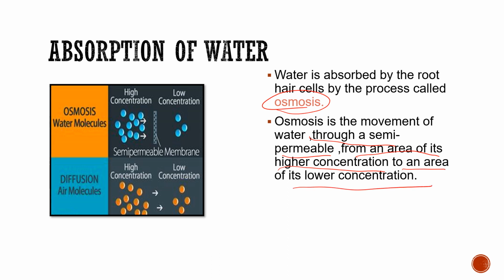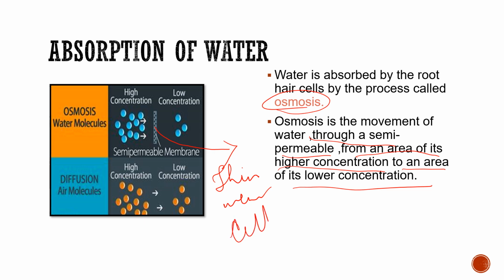So what is a semi-permeable membrane? We should know that first. It is a thin membrane, and it allows the movement of selective molecules. All the molecules are unable to enter through this membrane. It allows a selective movement from a region of higher concentration to a region of lower concentration. Cellophane paper or an egg membrane are examples of semi-permeable membrane.